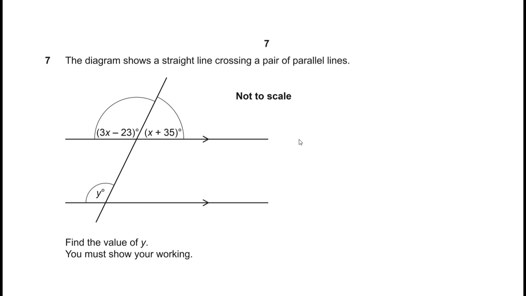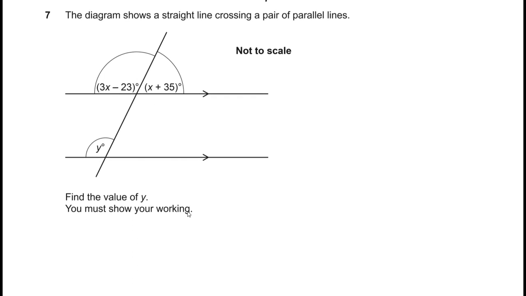Question number 7. The diagram shows a straight line crossing a pair of parallel lines. We have to find the value of y. You must show your working. First of all, we've got angles on a straight line which sum to 180. So we've got 3x subtract 23 plus x plus 35, that's equal to 180. So we've got 4x, and then here we've got negative 23 plus 35, which is 13.